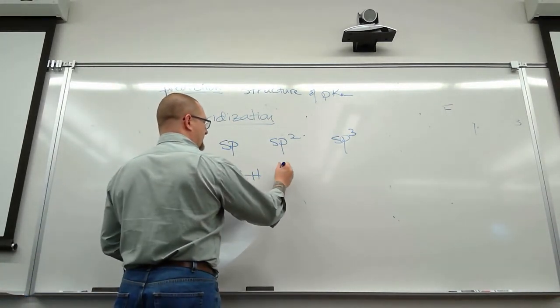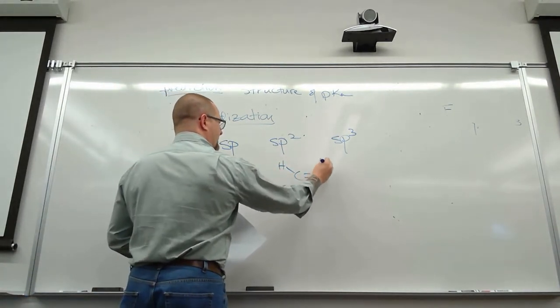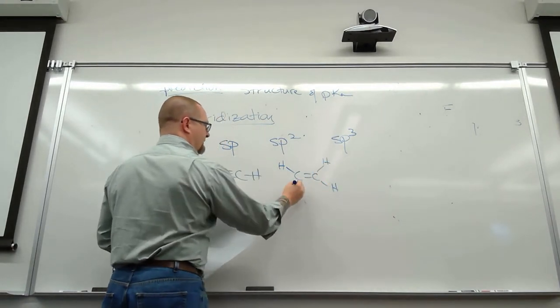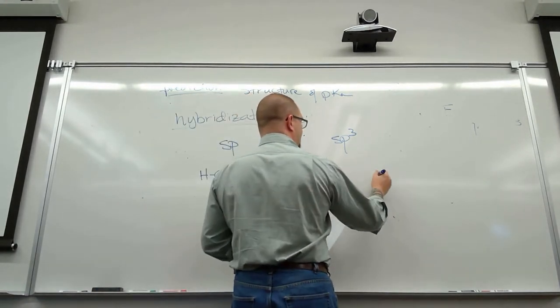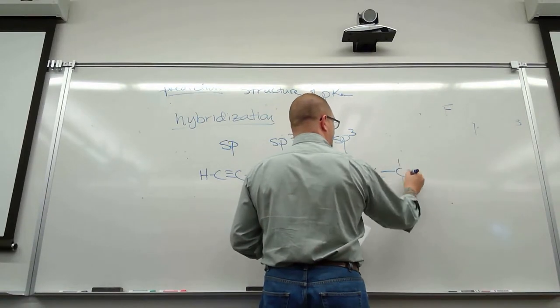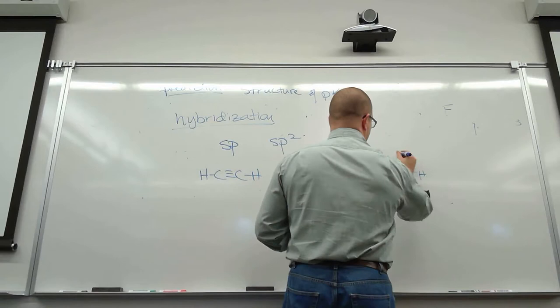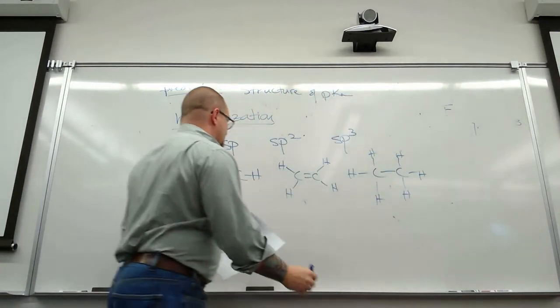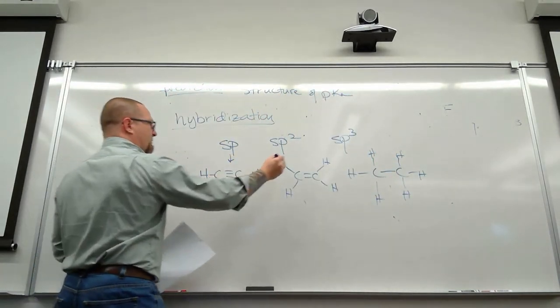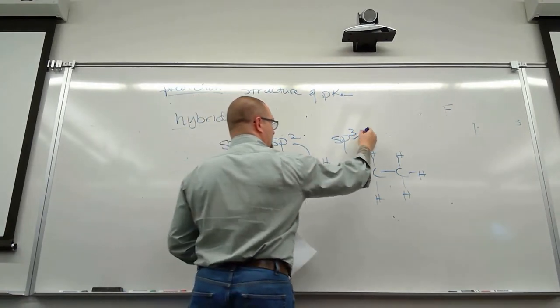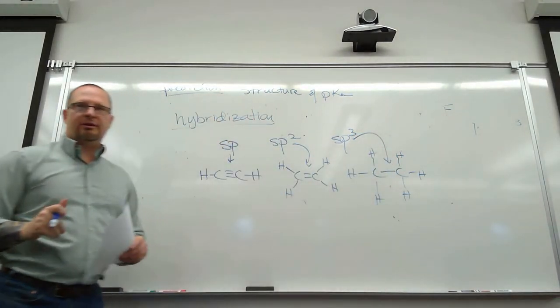sp2, a simple double bond between two carbons. And sp3, a single bond between two carbons. With this being sp, that being sp2, that being sp3.